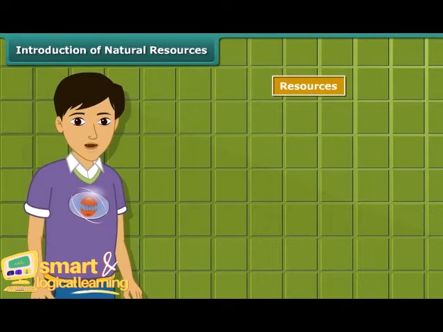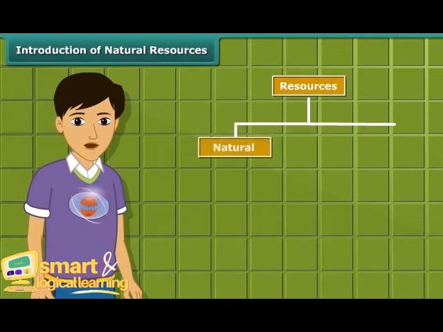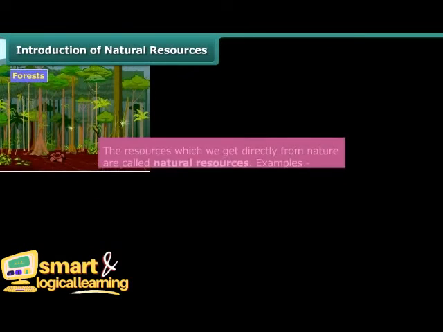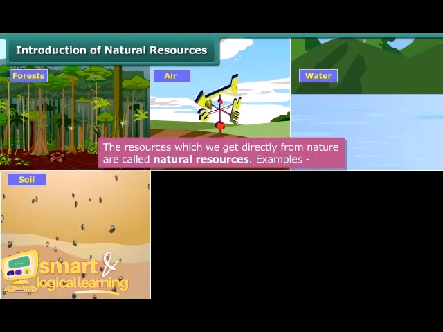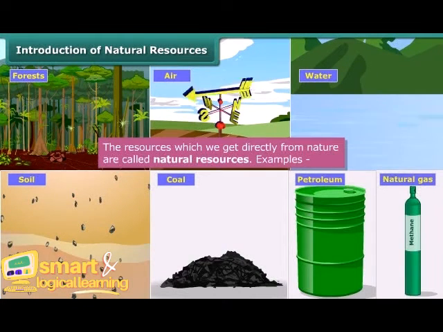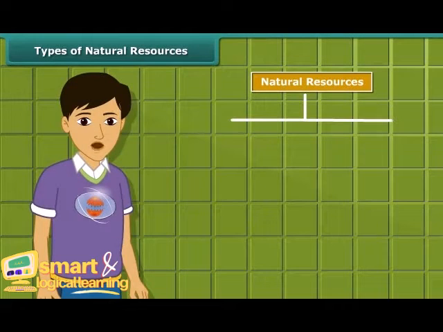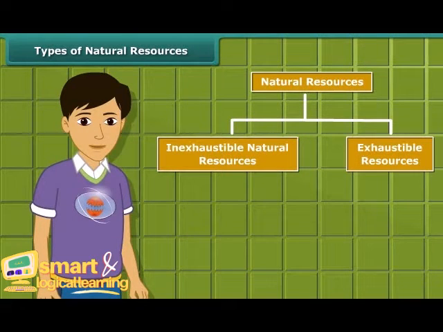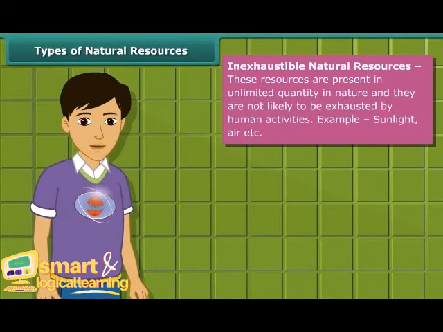You know, resources are of two types: natural and man-made. Natural resources such as forests, air, water, soil, coal, petroleum and natural gas are directly obtained from nature. Natural resources can be broadly classified into two categories: inexhaustible natural resources and exhaustible resources. Inexhaustible natural resources are present in abundance, hence it is unlikely that they will be exhausted by any human activity.